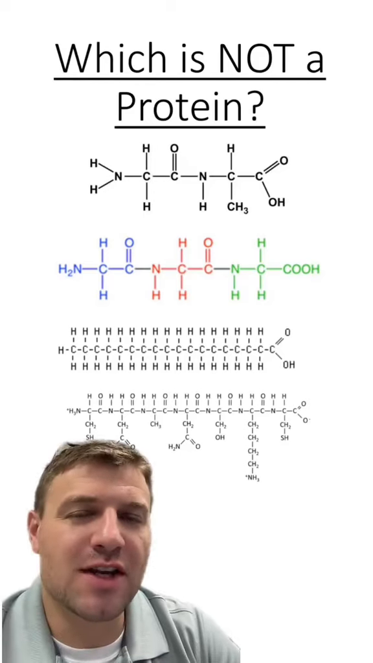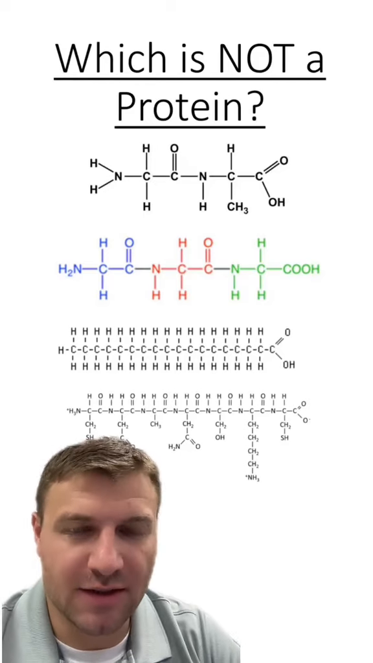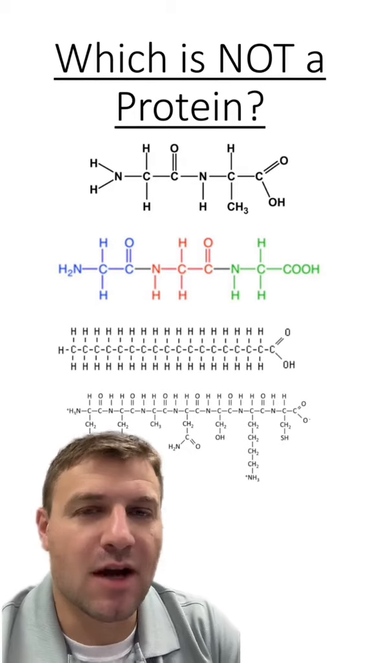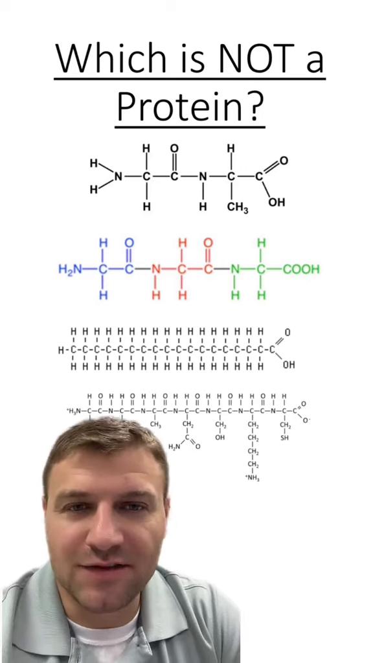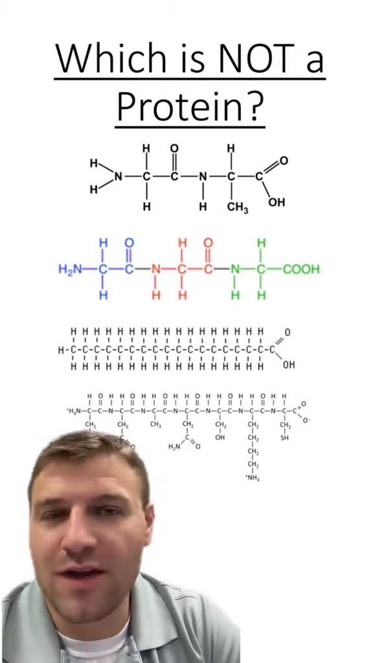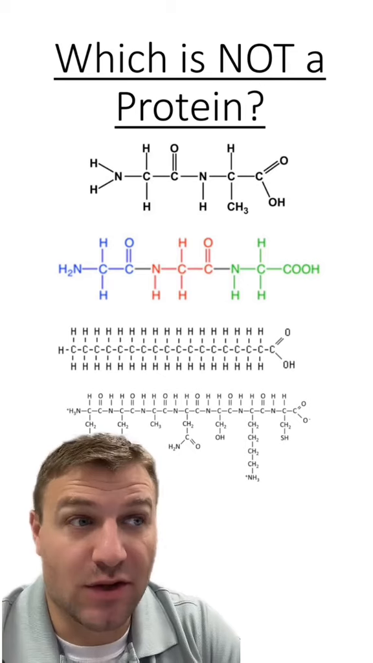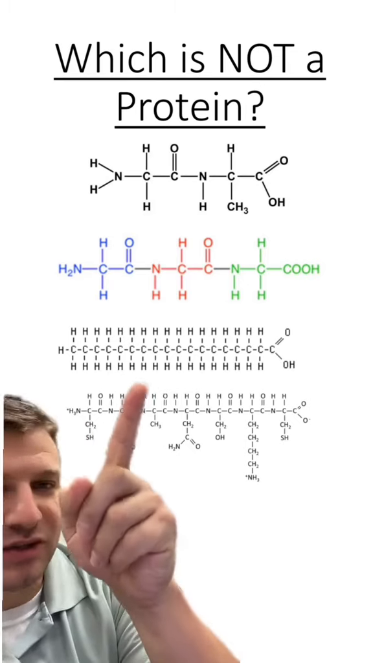Take a look at these structures and determine which one is not a protein. Remember that proteins have carbon, hydrogen, oxygen, and nitrogen, and their structure is very significant to their function, meaning how they are composed of different elements is going to be really important. This third molecule is not a protein.